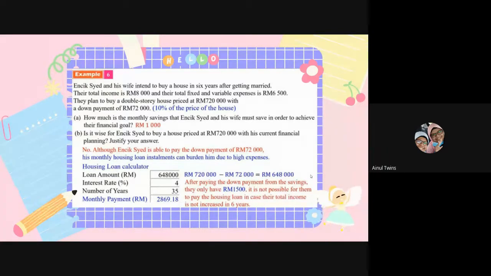The monthly installment is 3,169.80 ringgit. So it is so expensive for them. After paying the down payment from the savings, they only have 1,500 ringgit. So it is not possible for them to pay the housing loan in case their total income is not increased in 6 years. Although Encik Said is able to pay the down payment of 72,000 ringgit, his monthly housing loan installments can burden him due to high expenses.